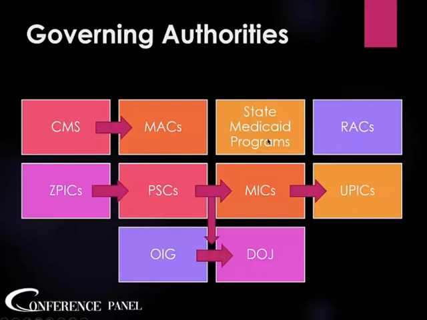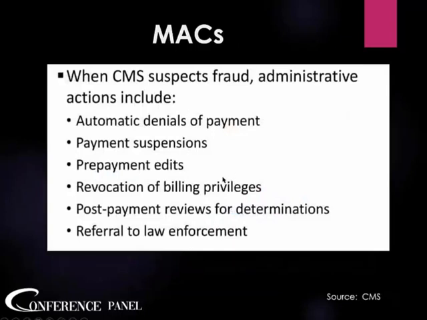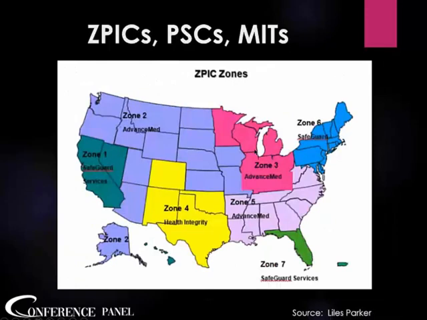So who are the players? There's like tons of acronyms. It's hard to keep everything straight. So MACs are basically working on behalf of the Centers for Medicare and Medicaid Services. They're the contractors. So when CMS puts out a policy or puts something on their radar, they are very much in alignment with CMS. Then there are the RACs, the program safeguard contractors and MICs.